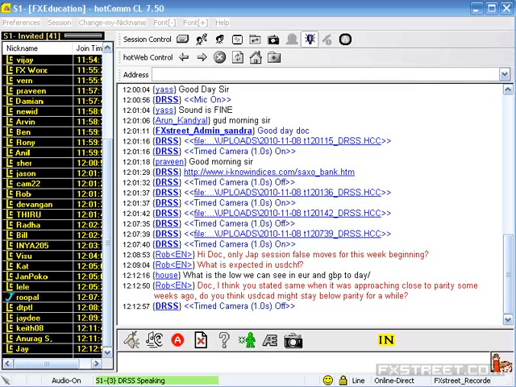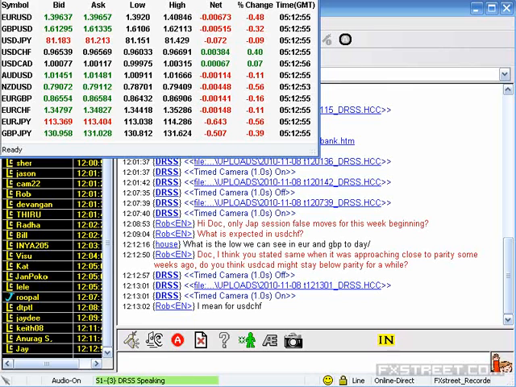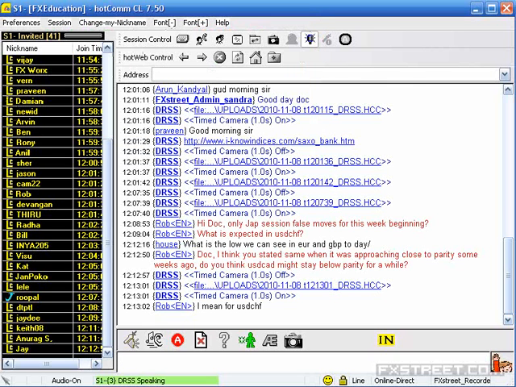Now let me minimize the PowerPoint presentation and focus the camera on the live market quote page and take up the questions which are asked here pertaining to the market.